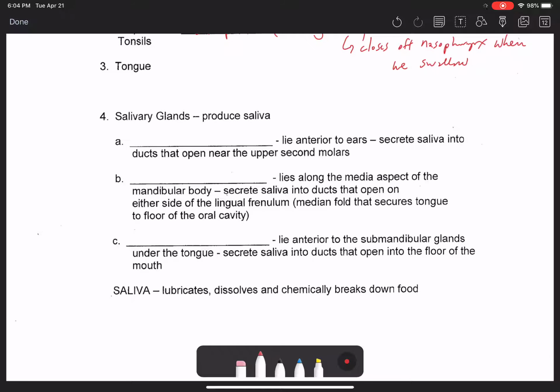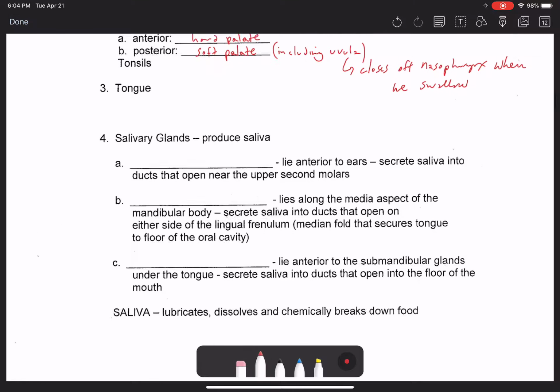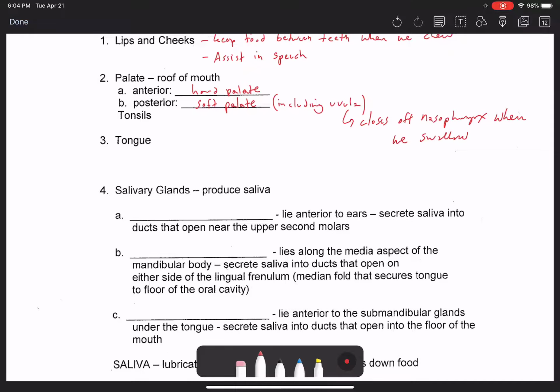Moving on, the tongue. Also, this very large, conspicuous muscular structure in the middle of your oral cavity. More specifically, it is attached to the floor of the mouth.